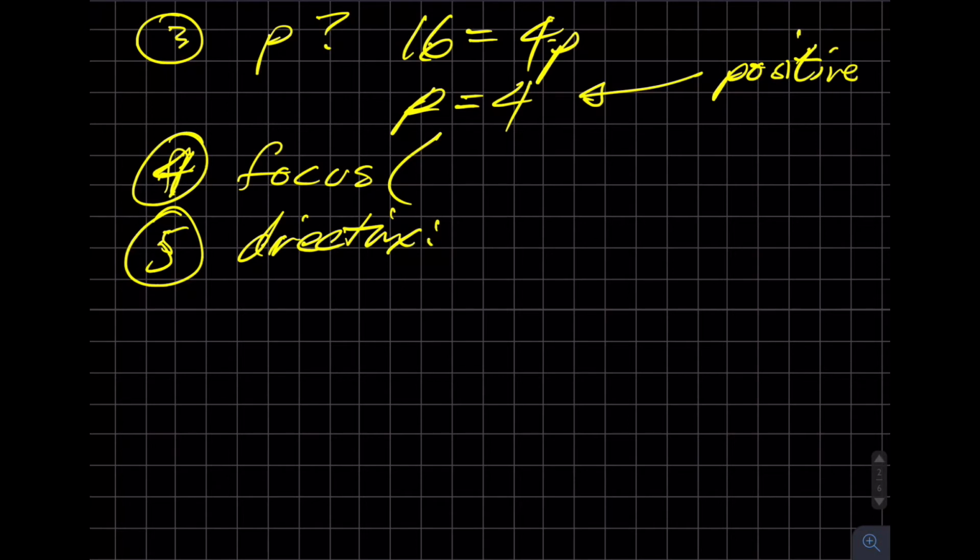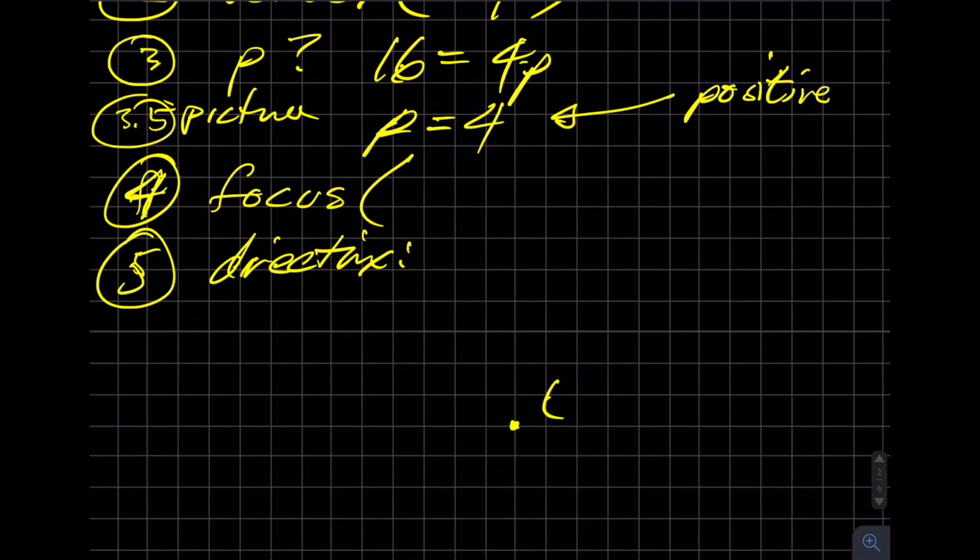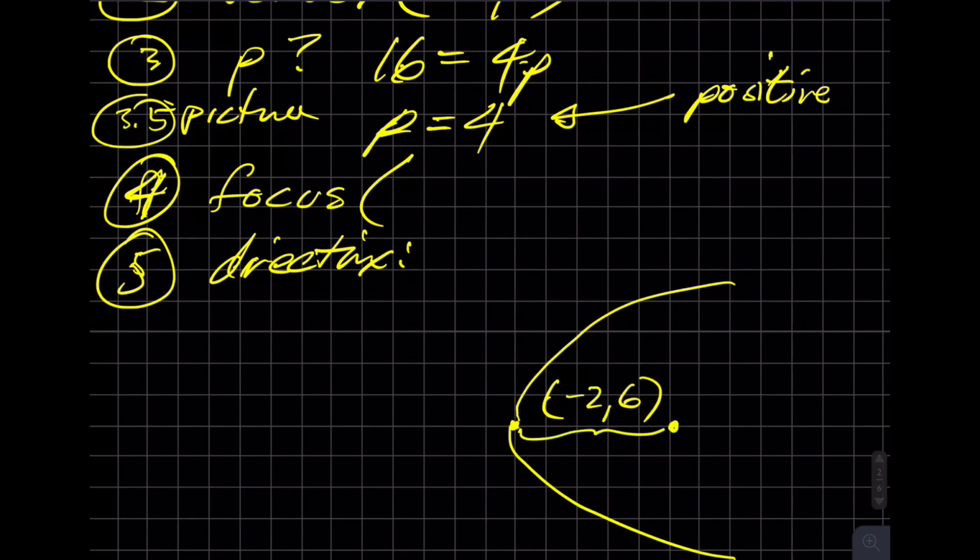Okay, so let's find the focus. But prior to that, let's draw a picture. I guess 3.5 is picture. Okay, so I'm going to plot the vertex. The vertex is at -2, 6, and I have a right opening parabola. So the focus is going to be out here somewhere. Equidistant from the focus to the vertex is the directrix. So my directrix is going to be some x equals.